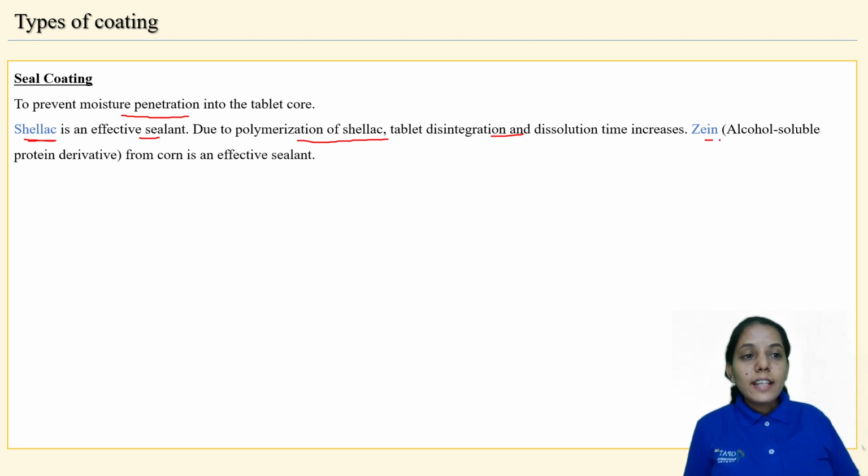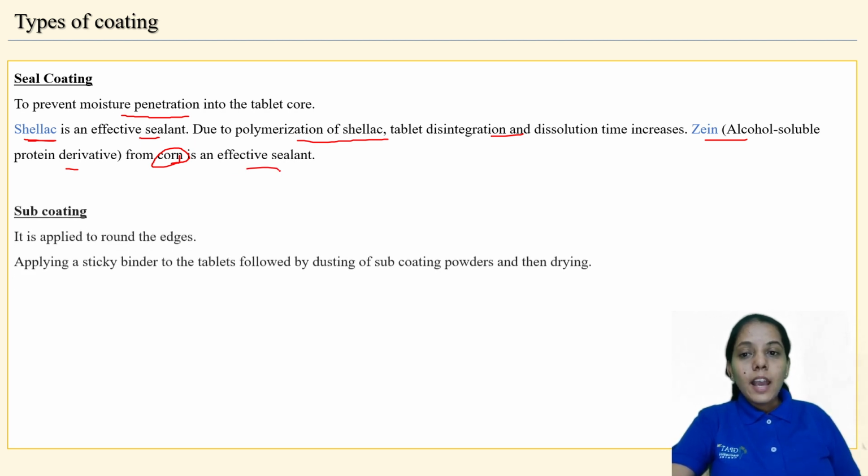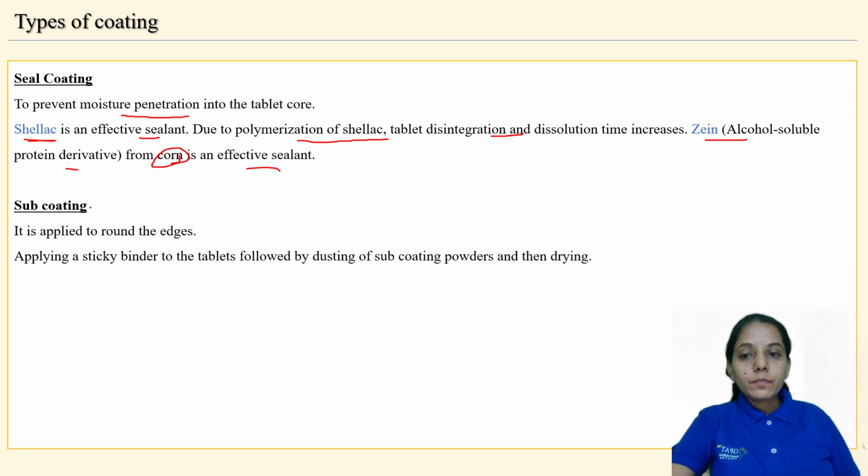Zein. Zein is an alcohol soluble protein derivative. Remember, it is soluble in alcohol; they may ask you a question. So remember, zein is an alcohol soluble derivative obtained from corn, and it is an effective sealant. Zein and shellac. Next is subcoating.